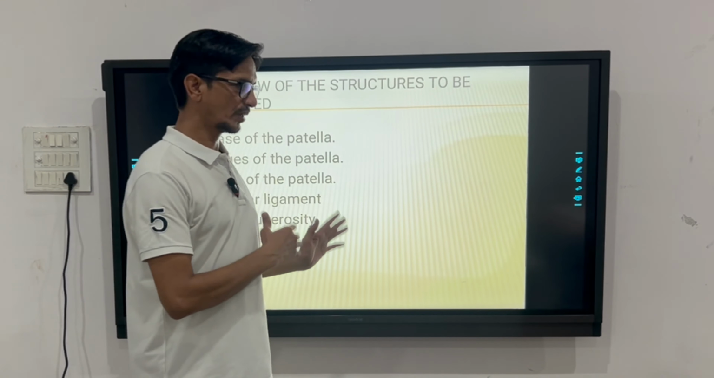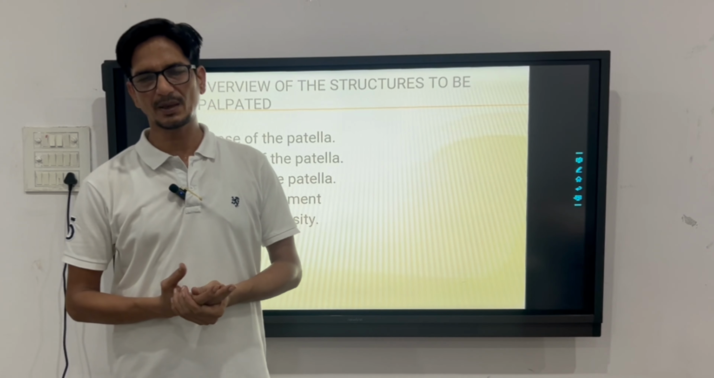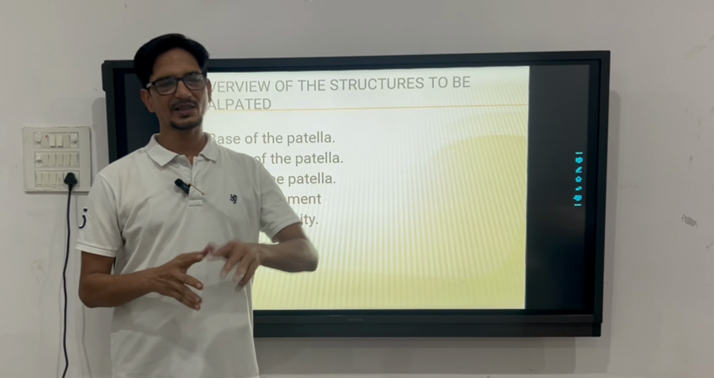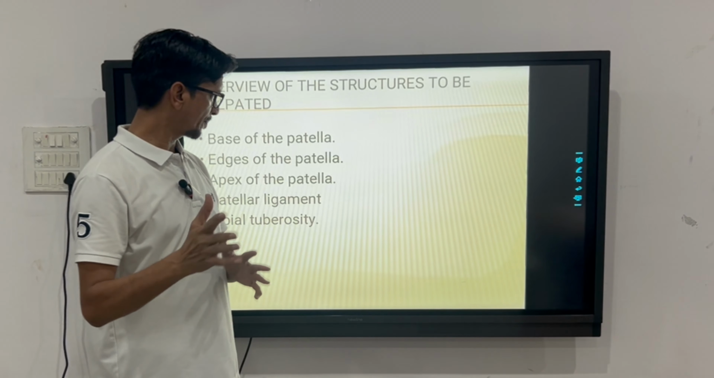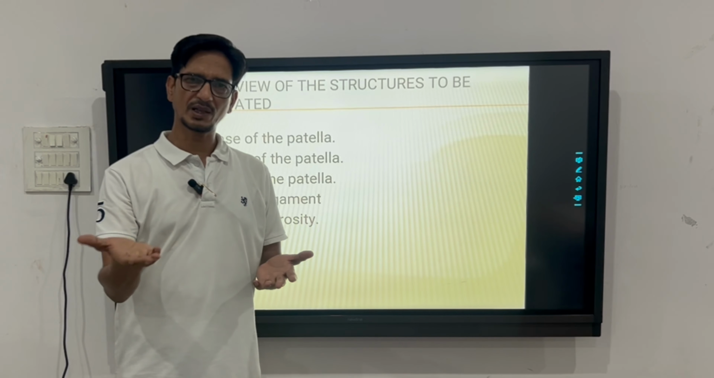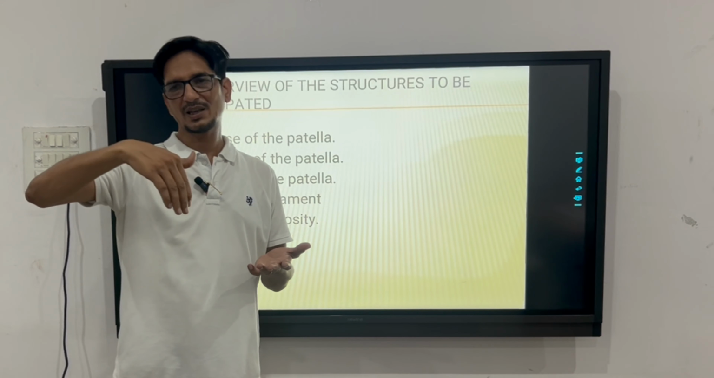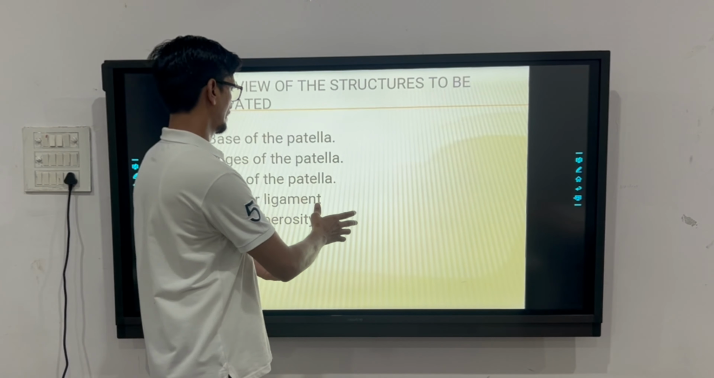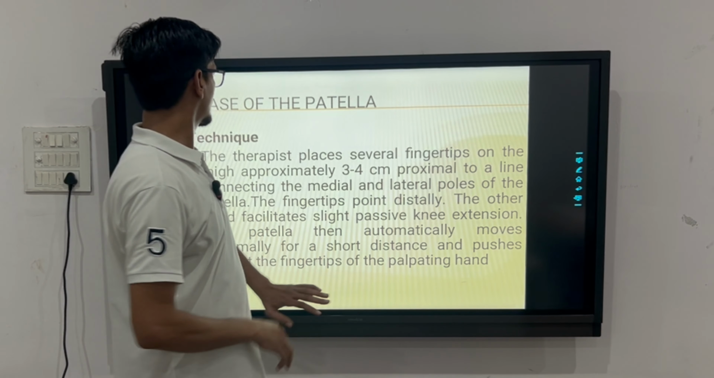For the palpation of all these structures, again we have to discuss the starting position. So what should be the position? First of all, you have to place the patient in high sitting or sitting at the edge of a couch or treatment table. पहला आपको पोजीशन करना है. The thigh should be maximally relaxed and supported over the couch, and your legs should be hanging over the edge. It should be free for moving. So let's start first. It's all about the starting position.